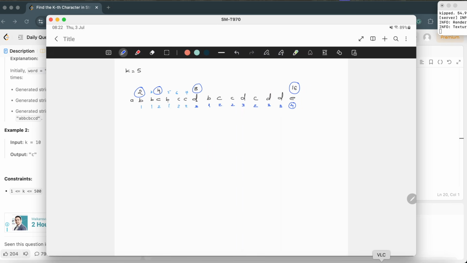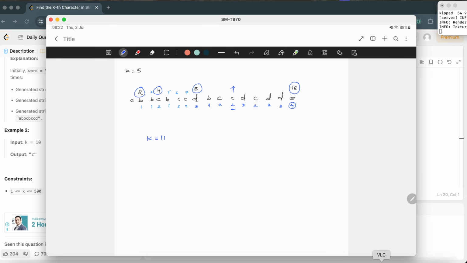Now, if we carefully observe right over here, let us suppose the k value equals 11. I just have to figure out the 11th character. This is 8, 9, 10, 11. This was the 11th character, right? So here it got a second shift.